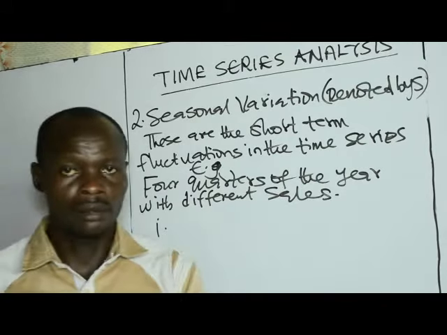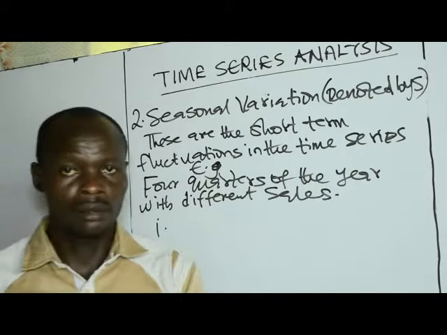Seasonal variation is calculated by subtracting the trend obtained from the actual data. When you subtract the trend obtained from the actual data, it will give you what is called seasonal variation.